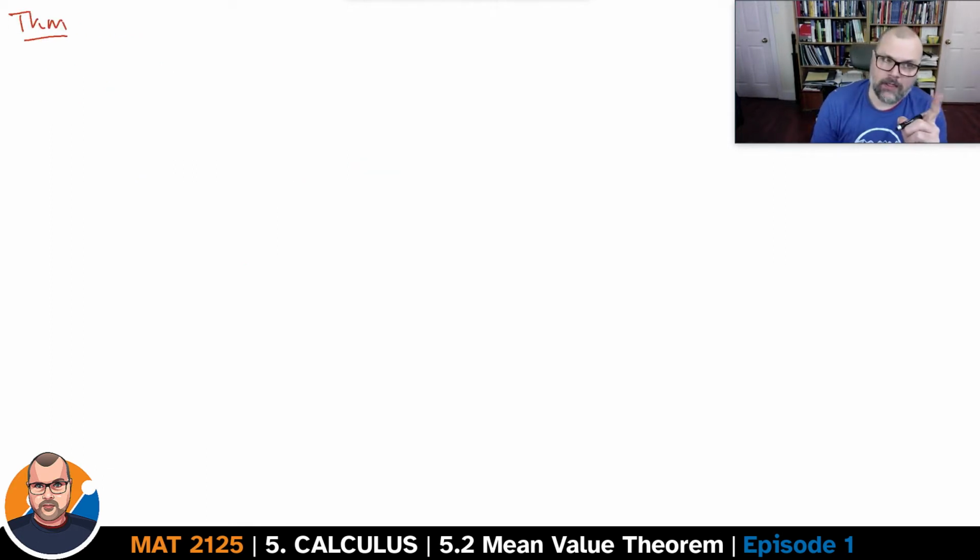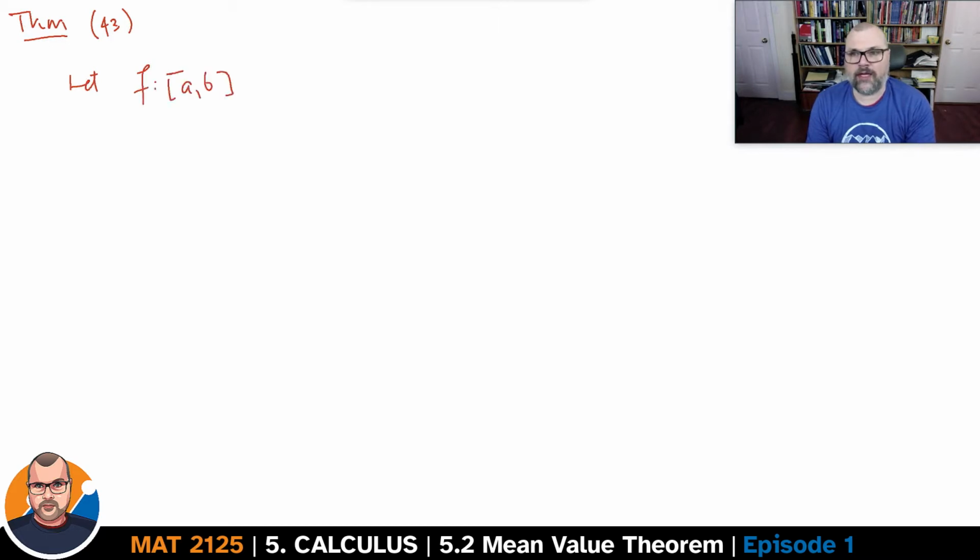This isn't quite yet the mean value theorem, but it's a result that's going to be useful for us to prove the mean value theorem. In my version of the notes, this is Theorem 43. So you have a function f from some interval ab into the reals, and c is some point in the interior of the interval ab.